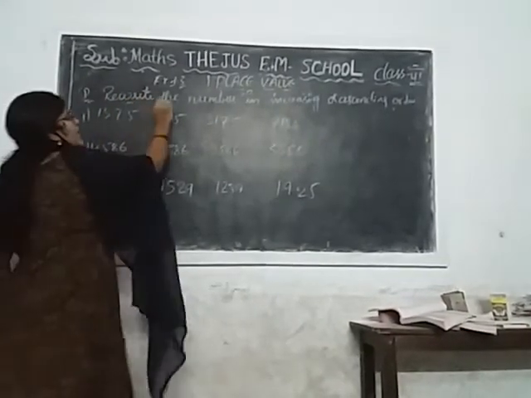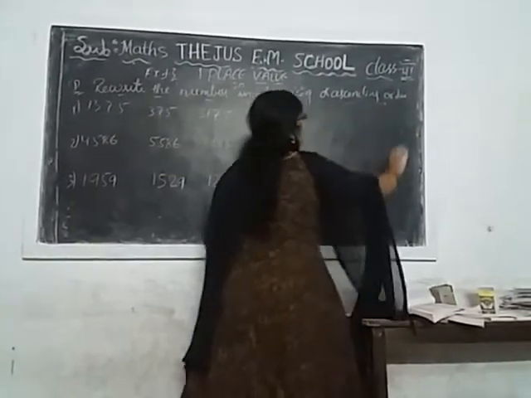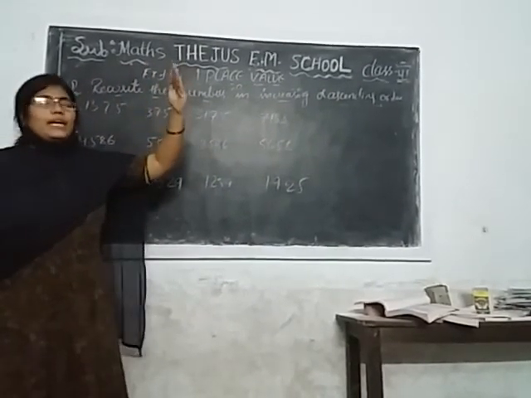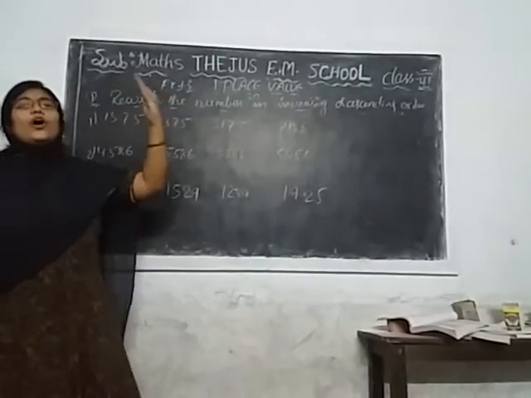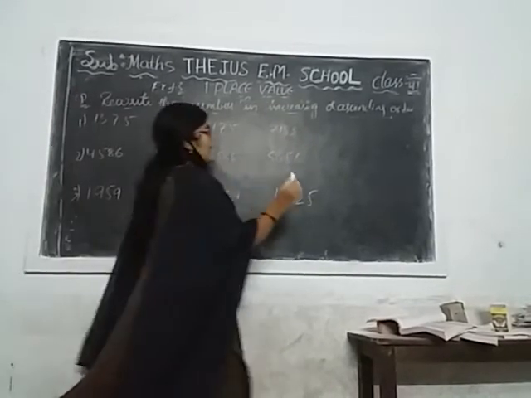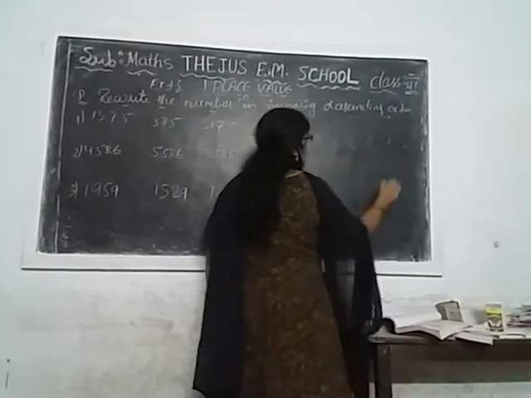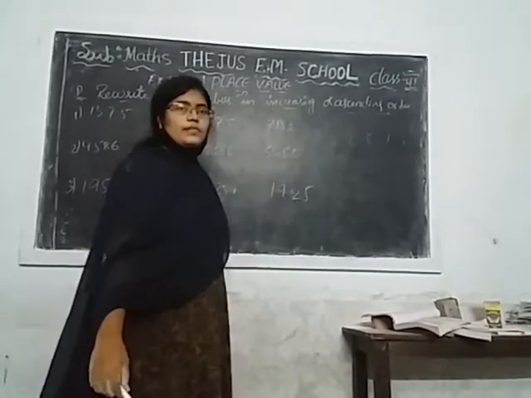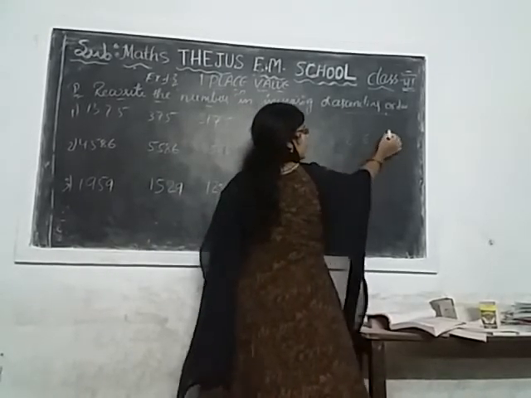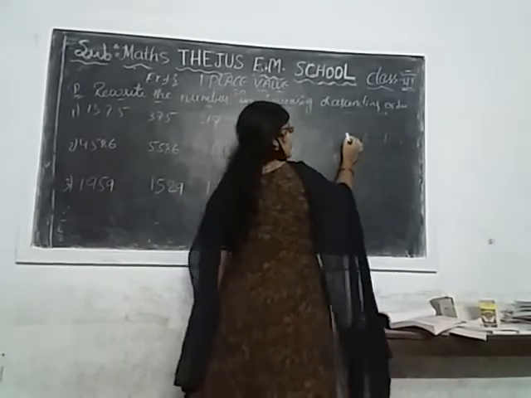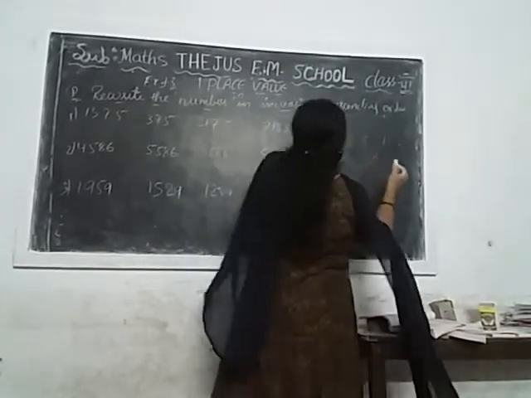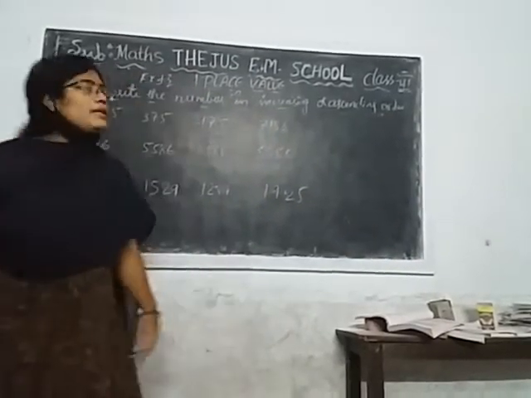Next one, see. Rewrite the numbers in increasing or ascending order. Increasing means small number to big number. Ascending order is nothing but small number to big number. For example, see, 3, 2, 6, 1. These are the numbers. We have to write the ascending order, small number to big number. What is the small number here? 1. What is the second small number here? 2. What is the third small number here? 3. What is the fourth small number here? 6.